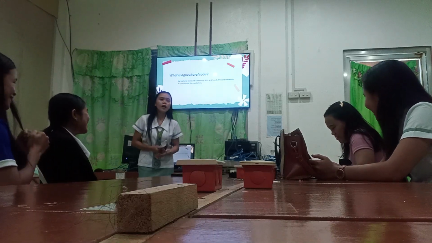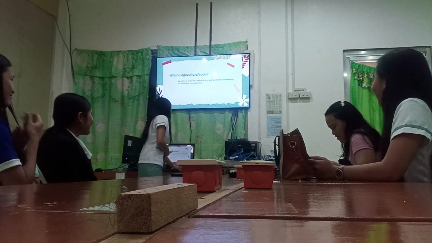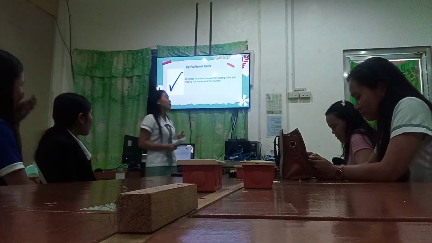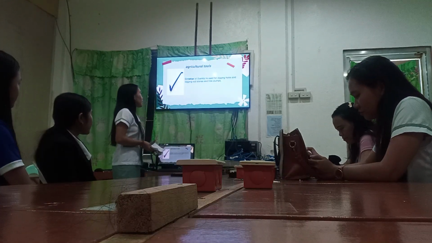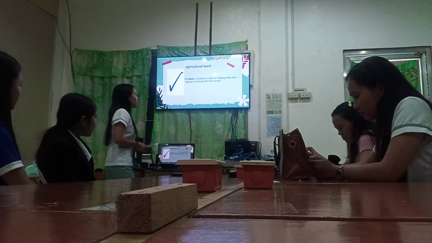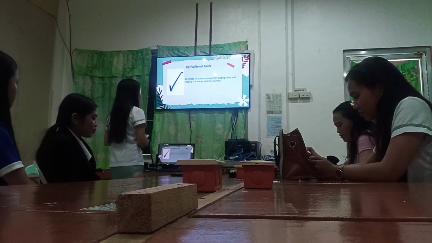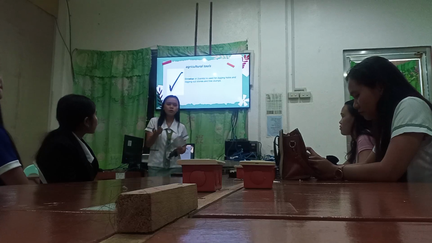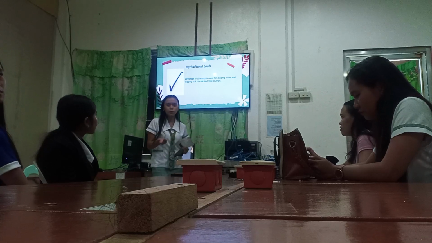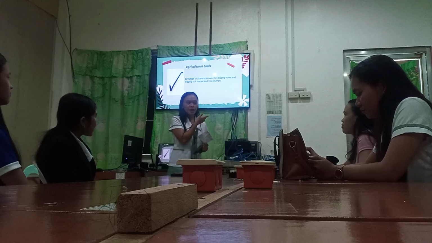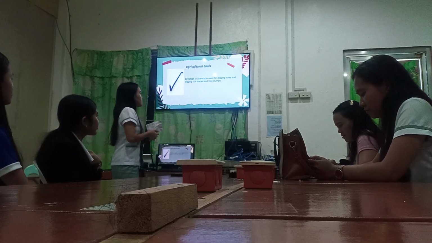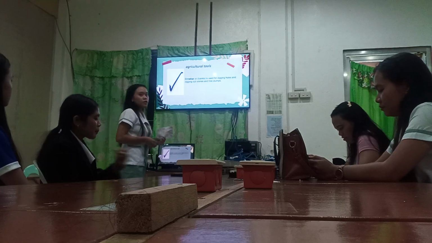So here are examples of agricultural tools. First, we have the crowbar. A crowbar, or barretta, is used for digging holes and digging out stones and tree stumps. When we say crowbar, they usually call it barretta, but we call this cabra, right? And cabra is an agricultural tool used for digging holes.